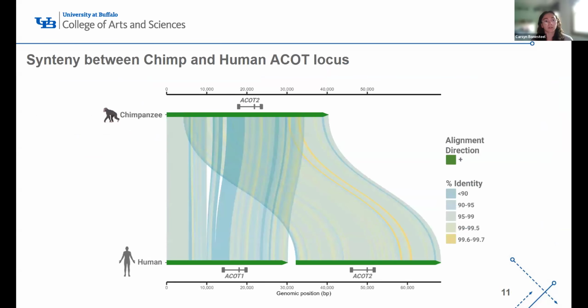So when looking at the synteny between chimps and humans, we see that the chimpanzee only has the ancestral ACOT2 gene, and it has a high identity to the human ACOT2 gene, whereas ACOT1 is lower in identity to the chimpanzee ACOT2 gene. And interestingly, we see variation in humans today in copy number for both of these genes.